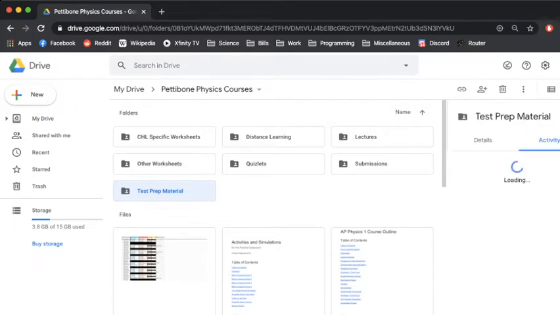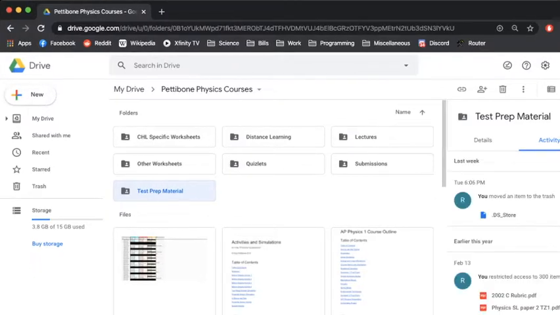Well, I don't know why my computer isn't loading it. But if you go into that test prep materials folder, you go into AP1 and you'll find a copy of the gigantic document that I was talking about.